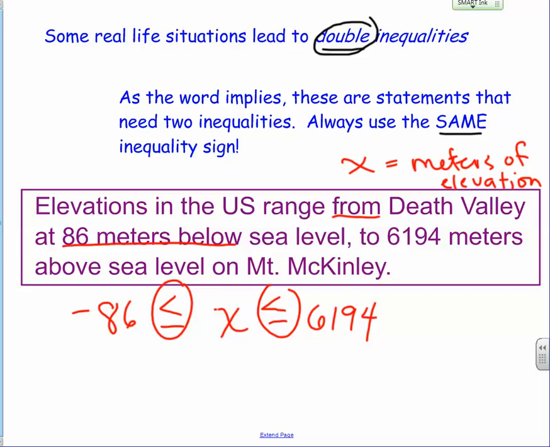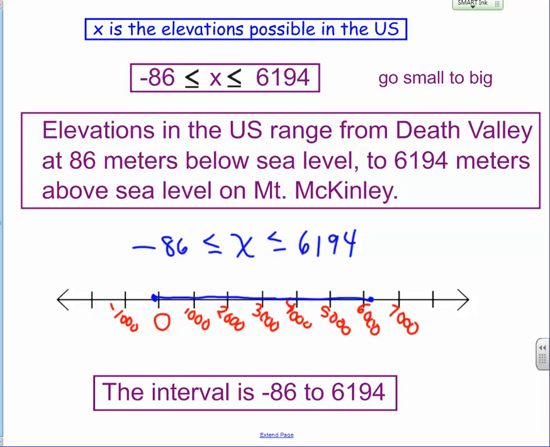So think of a number line, and the way that these numbers are arranged on the number line, with my smallest being to the left, and then x is all the numbers in between, and my highest mountain peak, 6,194, being to the right. So this is the inequality. I'm including Death Valley, and because it's below sea level, it must be negative. And I'm including the top of Mount McKinley, because that is one of the elevations possible in the United States.